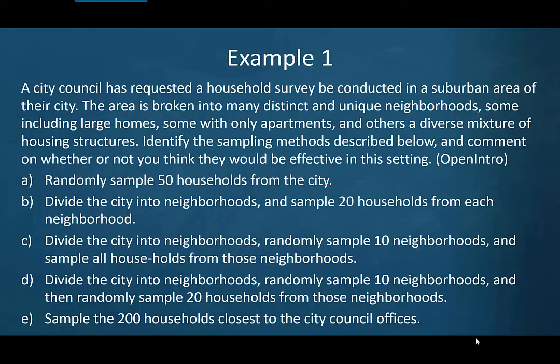Part E, sample the 200 households closest to the city council offices. So this is just a convenience sample, right? This is not an effective method. This is the poorest of all of them, probably. It's going to result in a biased sample for households that are similar to each other, right? They're all in the same neighborhood. And the sample is certainly not going to contain houses from neighborhoods far from the city council offices.